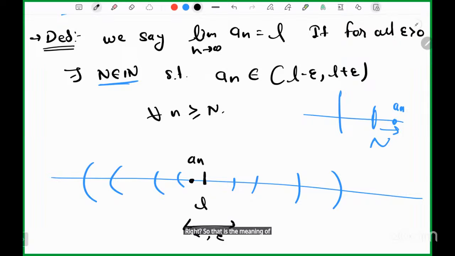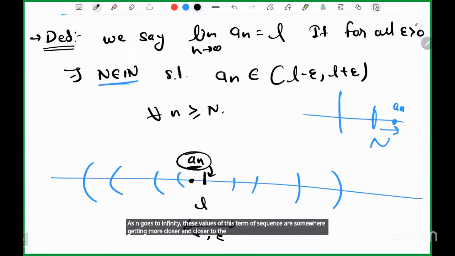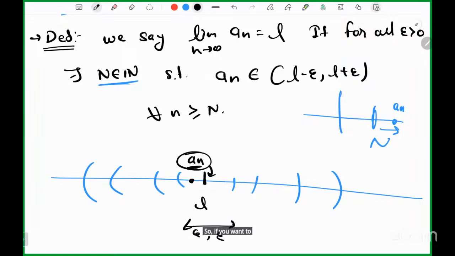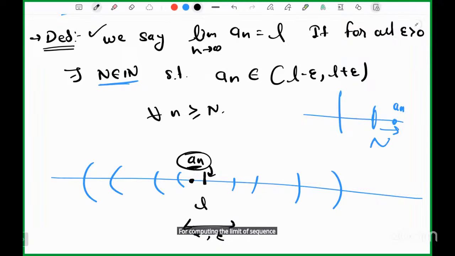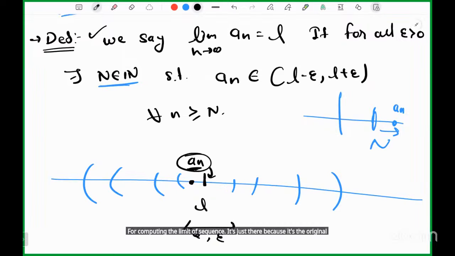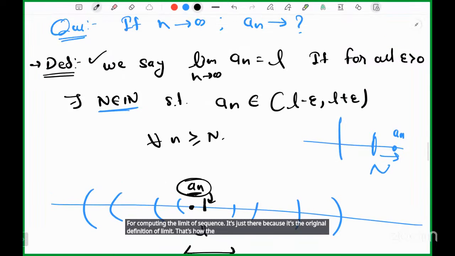So ultimately it says that as n goes to infinity, the terms of the sequence are getting closer and closer to the number L. If you want to say this mathematically, you have to go with this definition. But I'll repeat, we won't use this definition at all for computing the limit of a sequence. It's just there because it's the original definition of limit.